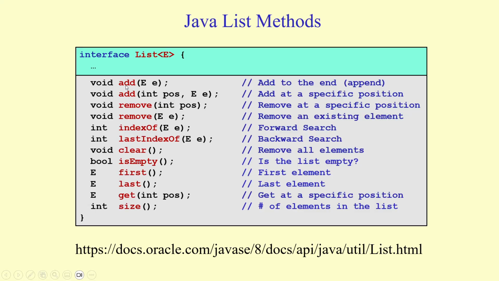So we could just say add to append one element to the end, add an element at a particular position, remove an element at a particular position, or find and remove an element. Do a forward search with index of, which returns the index of the element if it exists, or last index of, which is a backward search. We could clear out the list, check if it is empty.